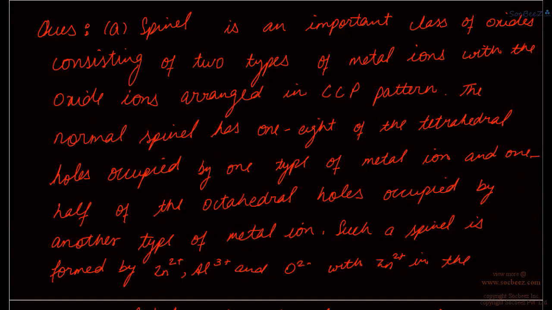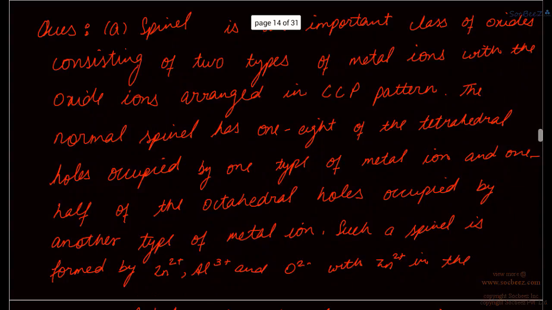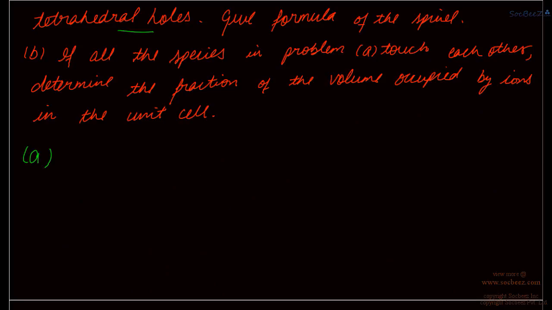Let's discuss the first part only. Since it is given in the question that the normal spinel has 1/8 of tetrahedral holes occupied by one type of metal ion and 1/2 of octahedral holes occupied by another type of metal ion, and zinc occupies the tetrahedral holes here, the oxides occupy just the corners and the faces of the cube. Since this is an anion with FCC or cubic close packed structure, oxides should occupy the main positions and the cations should occupy the voids.